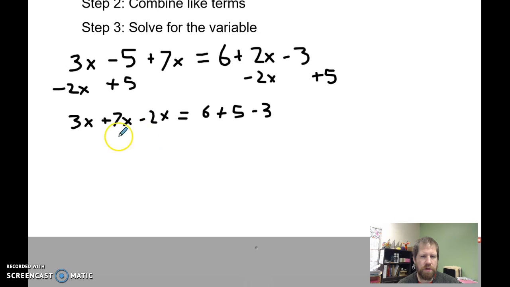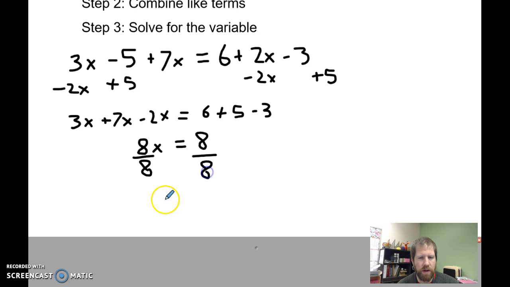So combine your terms. 3x plus 7x is 10x, minus 2x is 8x. 6 plus 5 is 11, minus 3 is 8. So we have 8x equals 8, or x equals 1.